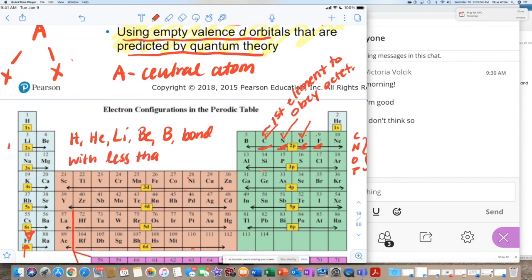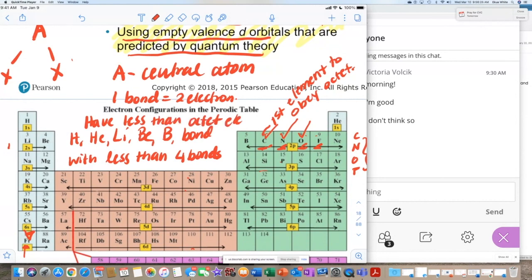less than 4 bonds. Remember, each bond equals 2 electrons, right? So one bond uses 2 electrons. So when these are done bonding, if they bond with less than 4 bonds, that means these have less than octet electrons. When they have formed bonds in a compound, they end up having less than octet of electrons. Why? Because they are just not able to form 4 bonds. They're not able to be surrounded by 8 electrons.